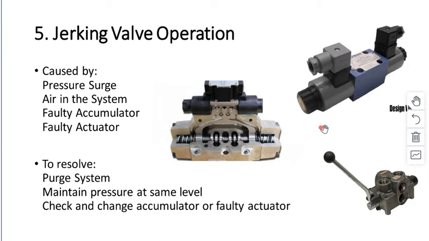Okay, we've got a jerking valve operation caused by pressure surge, air in the system, faulty accumulator, faulty actuator. And you can see this is a typical valve, what they look like. So it moves from one side to the other, and the oil is moved one way or the other way. Again, if you've got a pressure surge, the best thing is to purge the system. So you flush the oil out, put new oil in, and then try to maintain the pressure at the same level, and then check and change the accumulator or faulty actuator, if there's a problem like that.